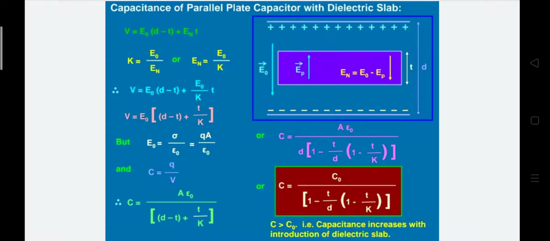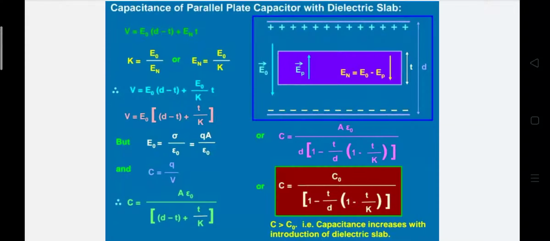upon K. This is the formula for a capacitor which has a dielectric medium placed between the plates of the capacitor. Okay, that is C is equal to epsilon naught A upon D minus T plus T upon K. Is it clear? Then we have special cases.